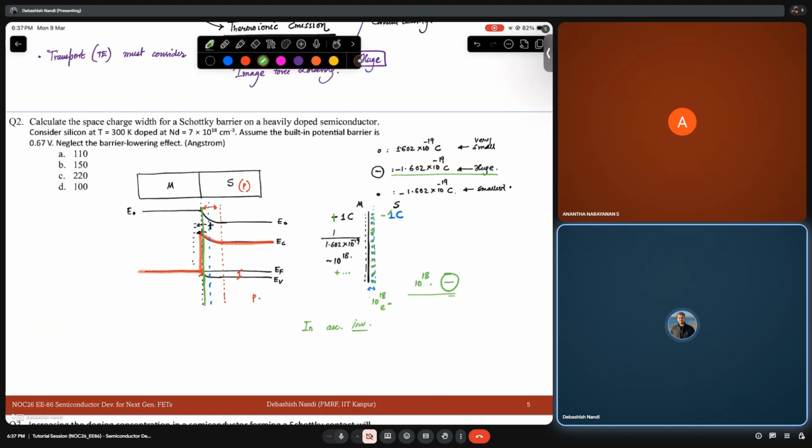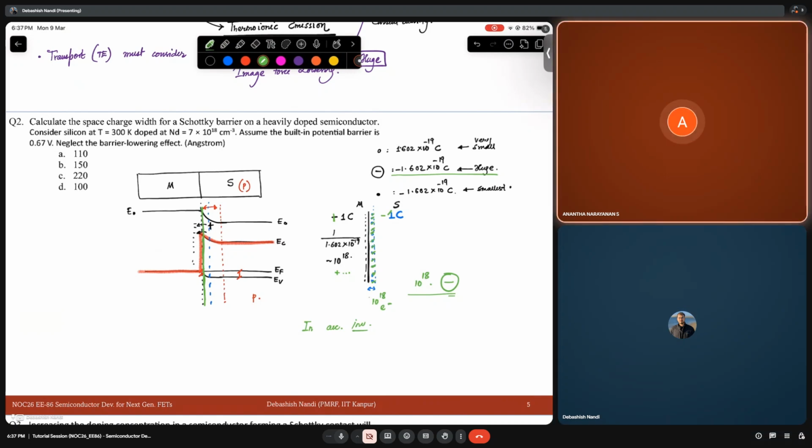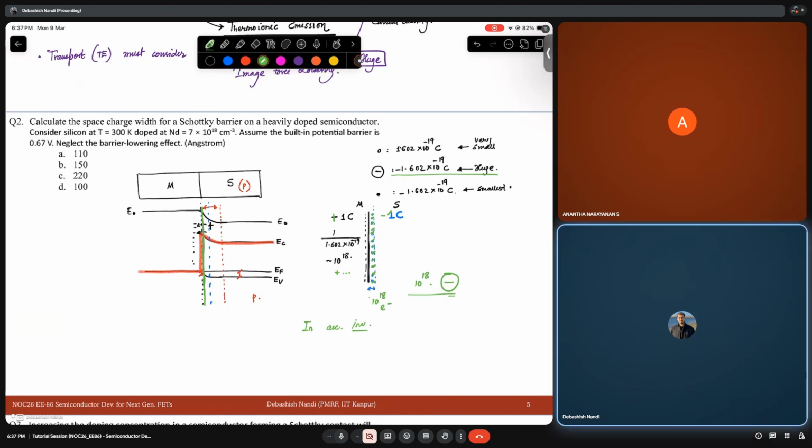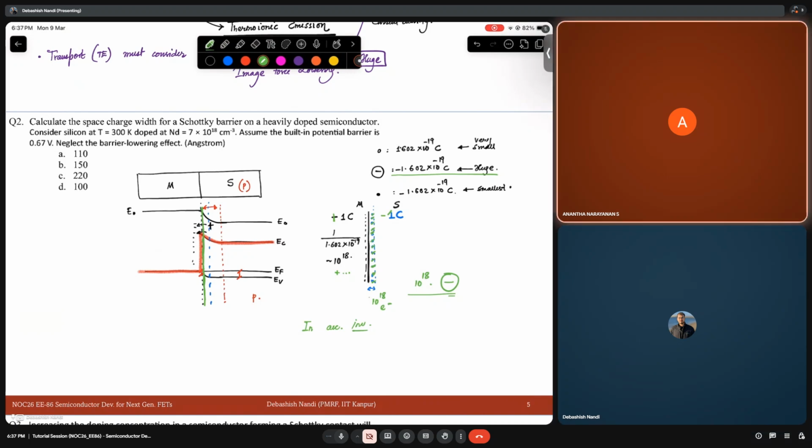You understand? Okay, so it will be purely due to electrons, right, sir? Not due to these immobile ions, right? If it is purely due to electrons. Okay.